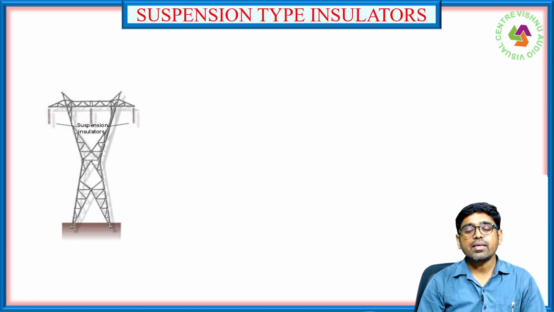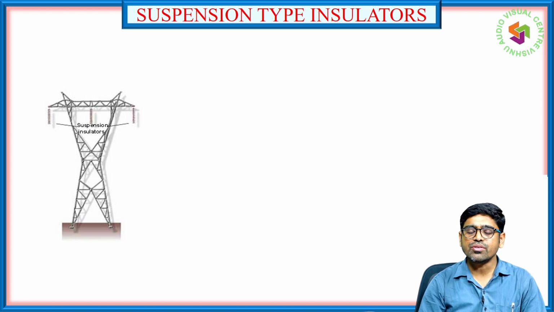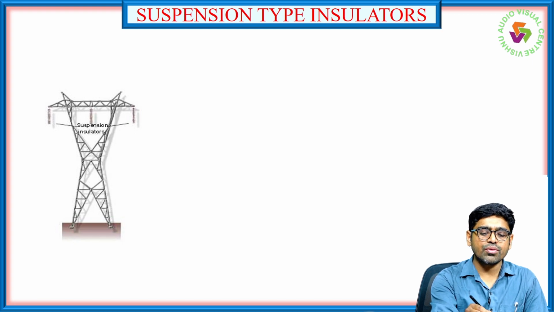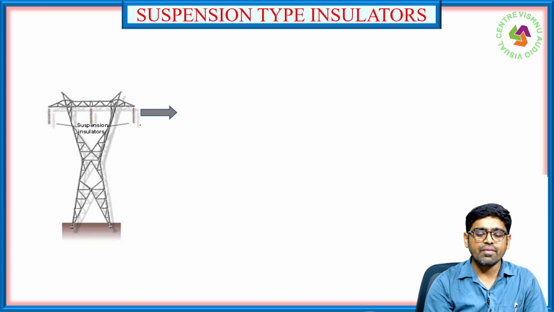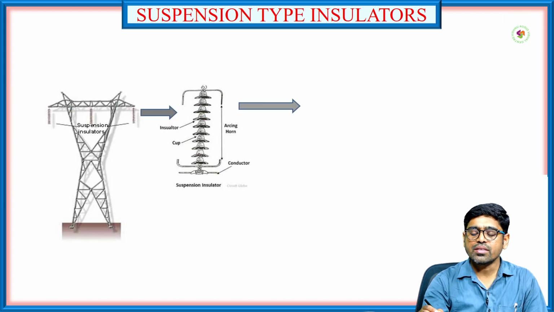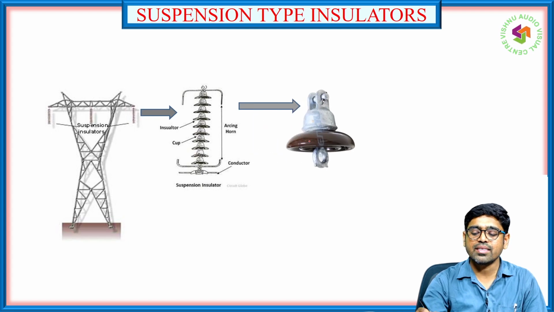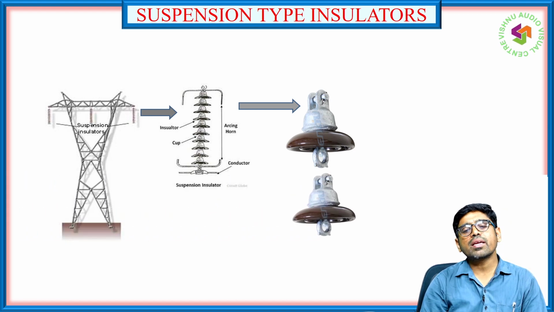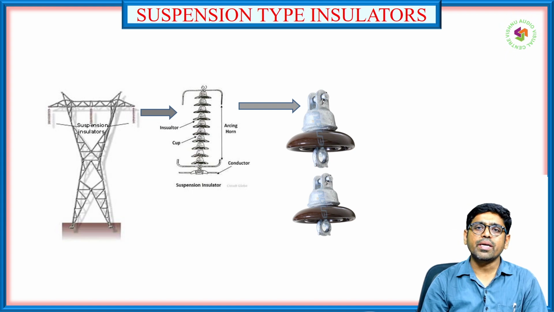The other type we have is the suspension type insulator, which we can observe here. In transmission lines the insulator is suspended like this, and this is the structure we have. Then we can see the discs. This type of disc arrangement is used in the suspension type insulator, and a number of discs can be connected in series based on your operating voltage.